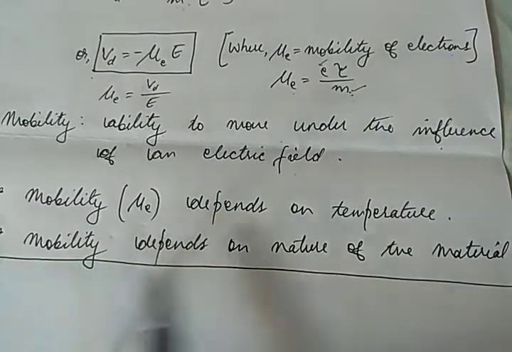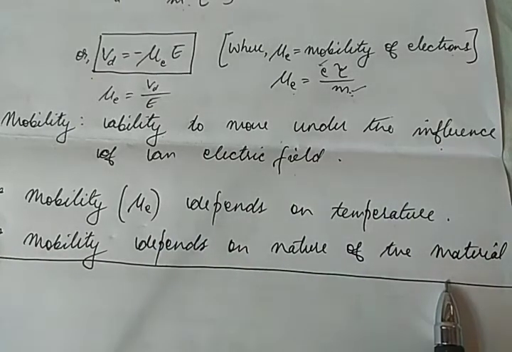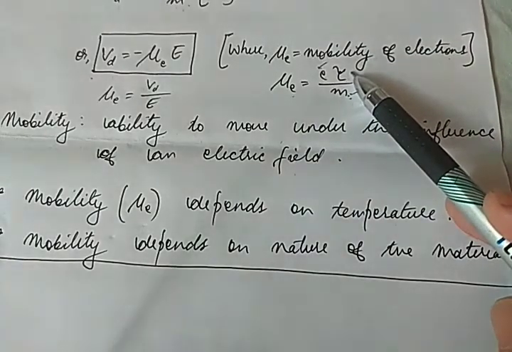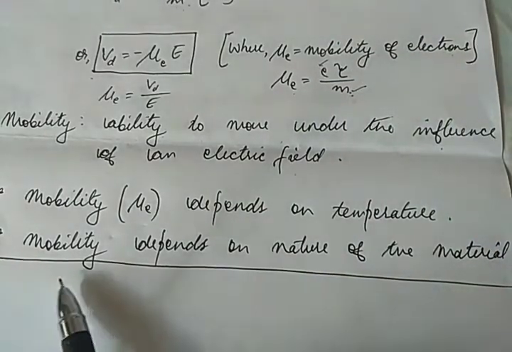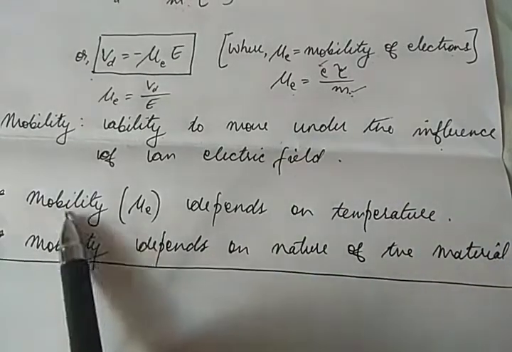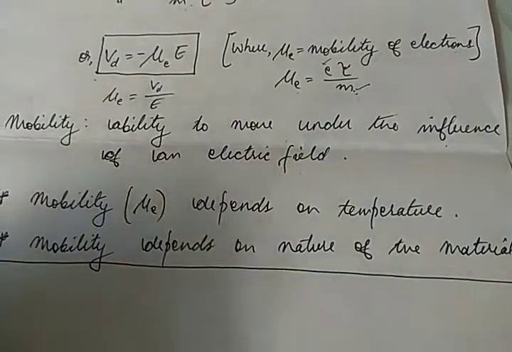And the next thing is, mobility depends on the nature of the material. For different substances, for different conductors, the relaxation time is different, so the mobility also changes for different substances. So mobility depends on two things: mobility depends on the temperature, and mobility depends on the nature of the material.